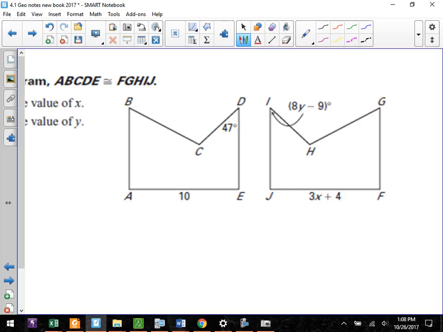If I just have the congruency statement, do I have enough information to figure out what X and Y are? I'm sorry, it's boring. There's no way to make any of this fun. I'm trying.